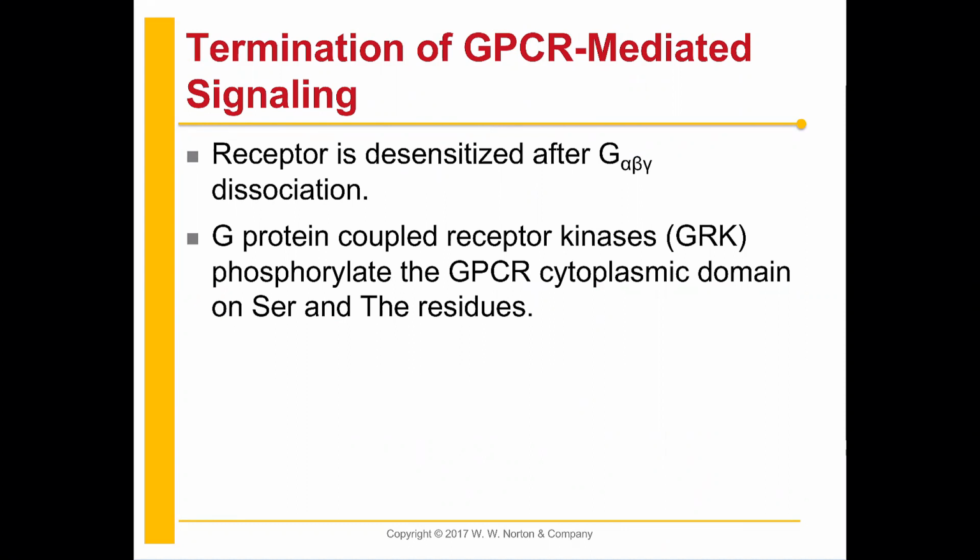Okay, so the other way that you can do this is through desensitization. After our alpha dissociates from beta and gamma, you can have a G protein coupled receptor kinase that phosphorylates the cytoplasmic domain of our G protein coupled receptor. When it becomes phosphorylated, basically it's going to be marked for recycling.